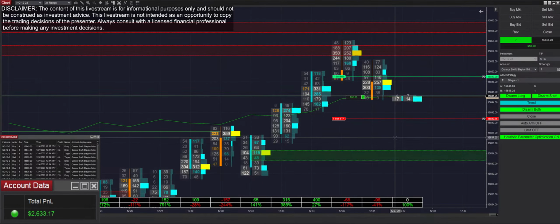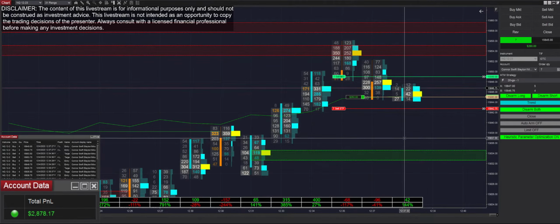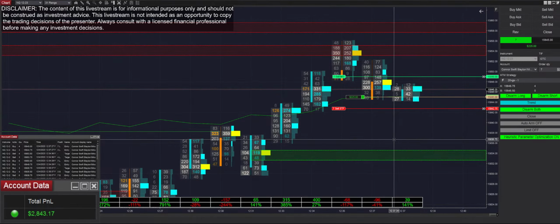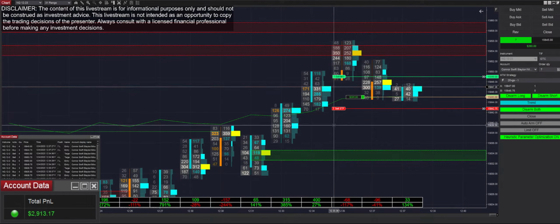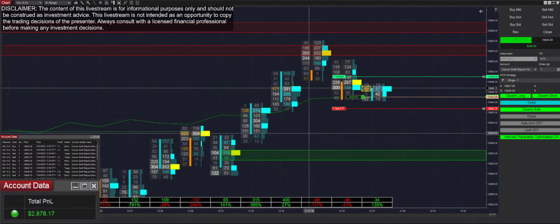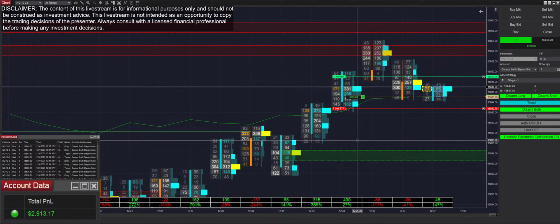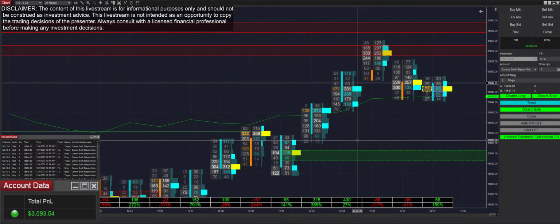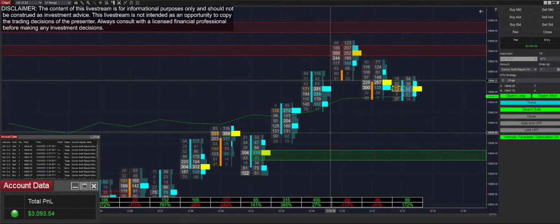Just got filled long there, guys. That's interesting to get filled long after this movement, especially in trend mode. But I'm with it. It's the beauty of machine learning, right? There we go, 3,093 on the day. We got 20 minutes left in this market session before market close. So we'll try and get to our profit target if we can.